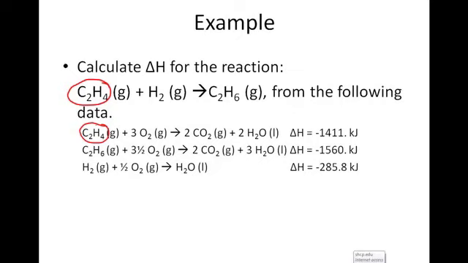I also see that I have a C2H6 on the product side, but in this reaction I have it on the reactant side. So I'm probably going to flip this equation. And then I also see an H2 on the reactant side, and I see an H2 on this side. Now everything else should cancel out. So the carbon dioxides and the waters and the oxygens all need to cancel out. In order to cancel out, they need to be on opposite sides of the equation.